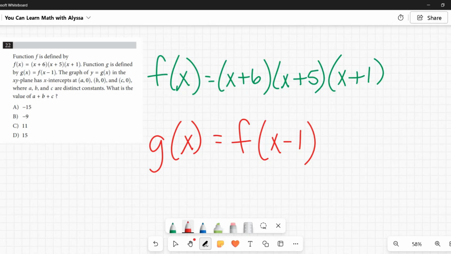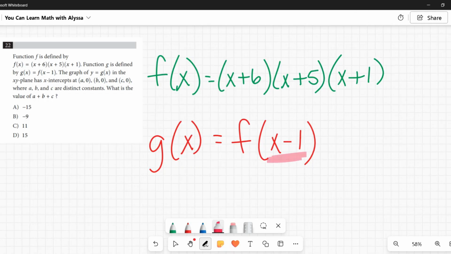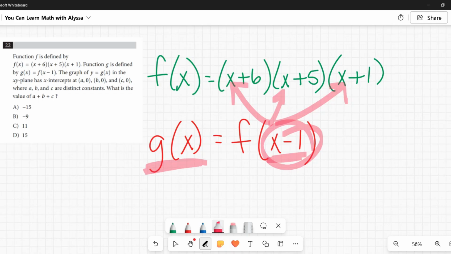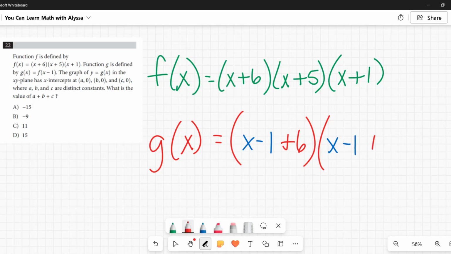And so what that means is I want to take this, I don't like this green, let's go with red. I'll take this x minus 1, and wherever there is an x in the original f of x, I'm going to put x minus 1 in there instead. And what I get is going to be my g of x. All right, so let's do that. Let's take x minus 1, plus 6, and x minus 1 plus 5.